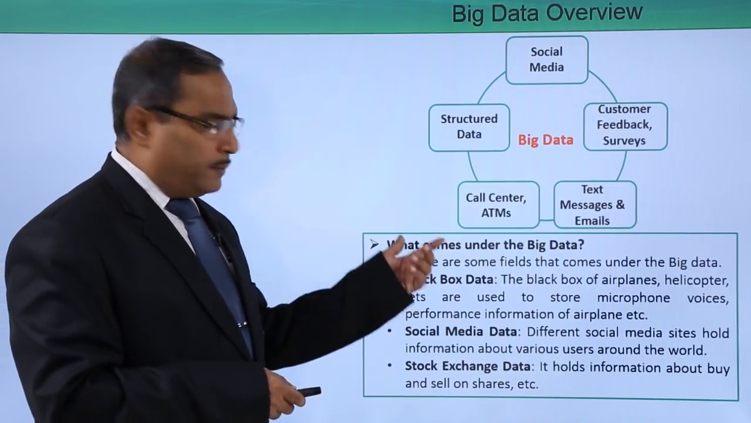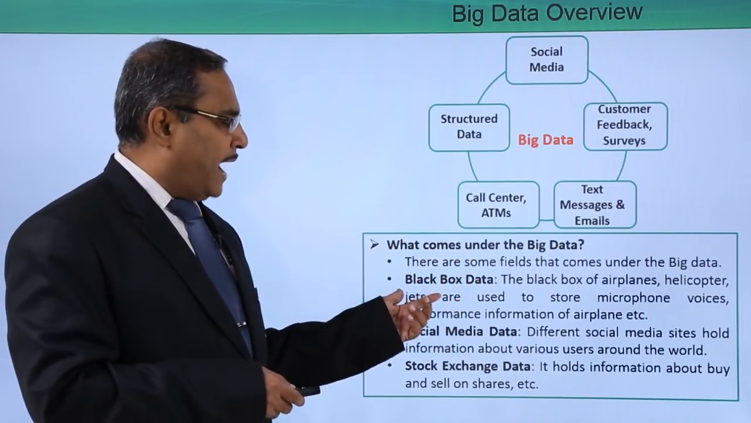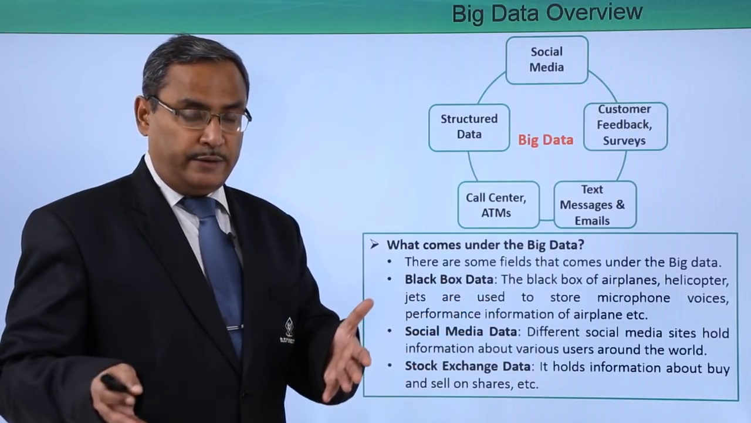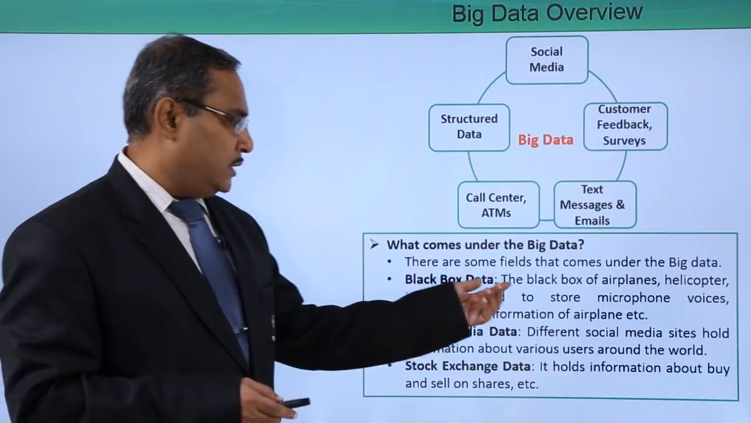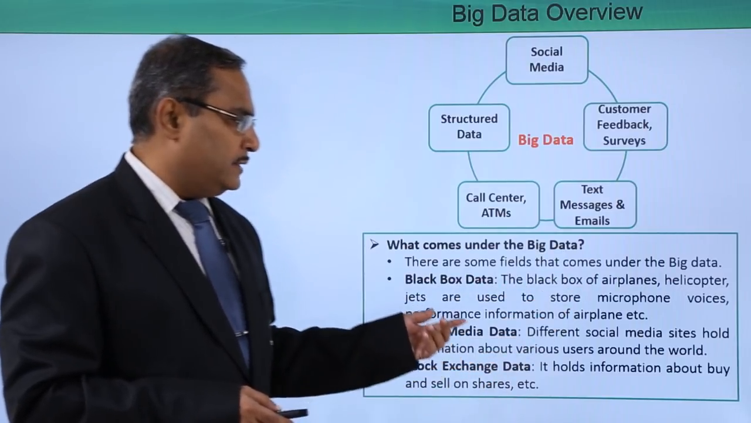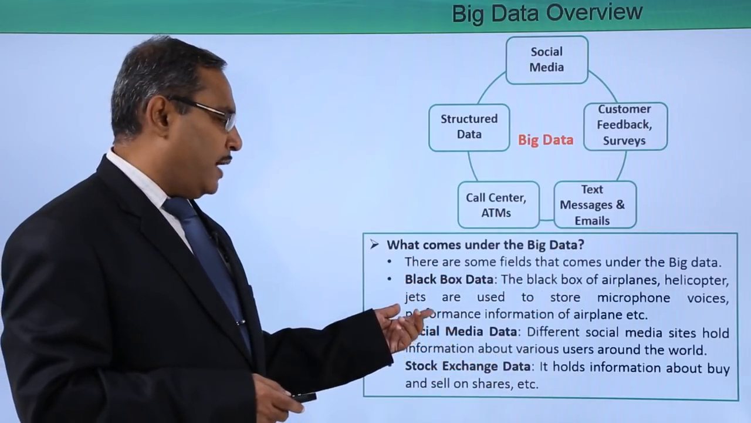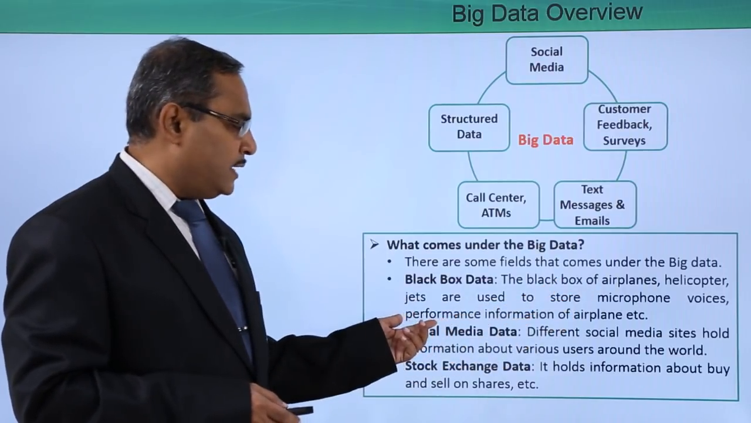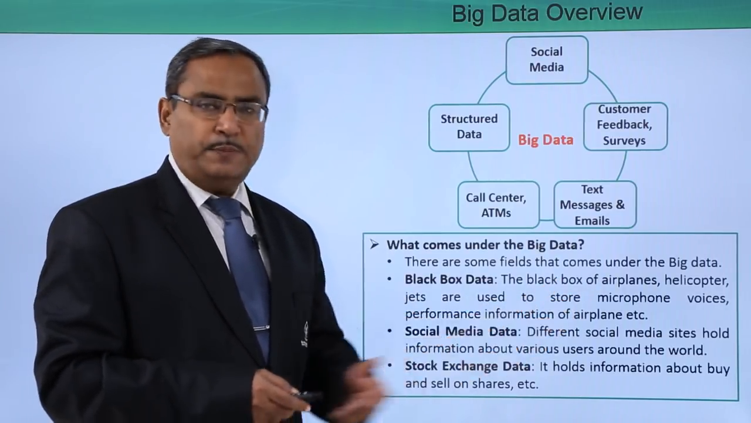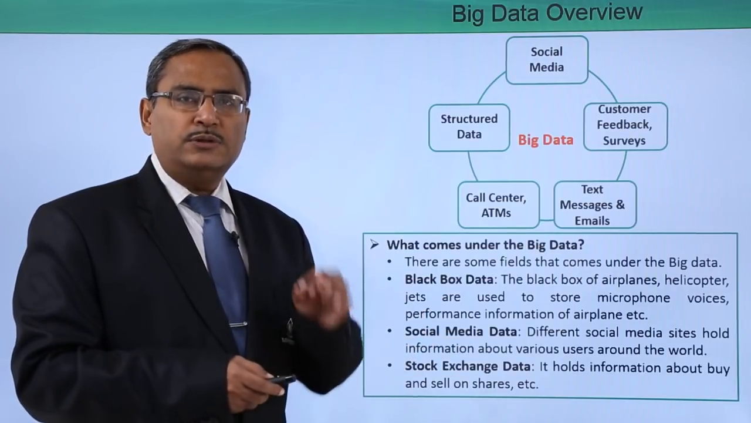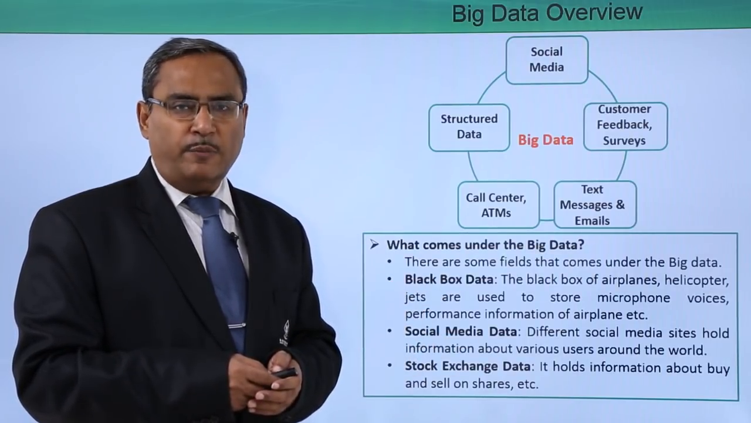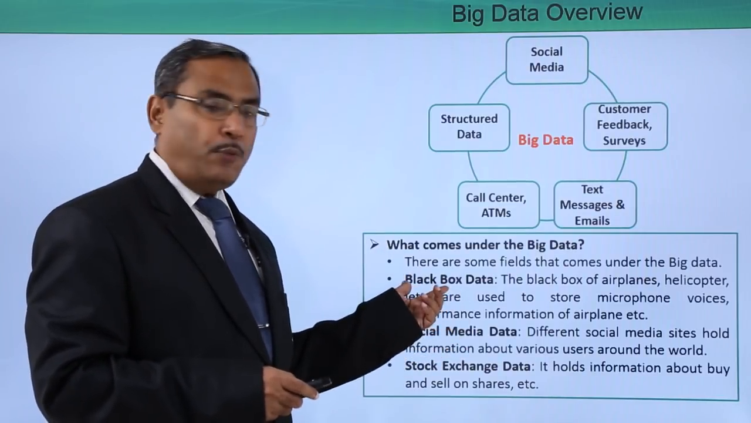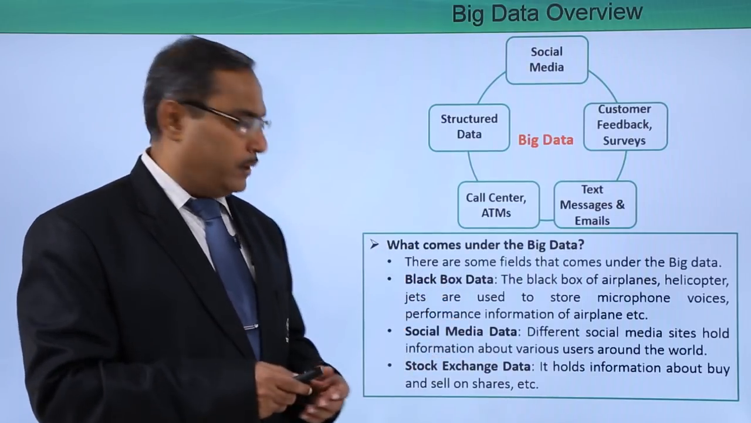So there are some origins. The first one is black box data, which we find in our airplanes and helicopters. The black box of airplanes, helicopters and jets is used to store microphone voices, performance information of the airplane, longitude and latitude values, respective tracks and other information. So these things are required to be stored in our black box data. So that is also a huge one.